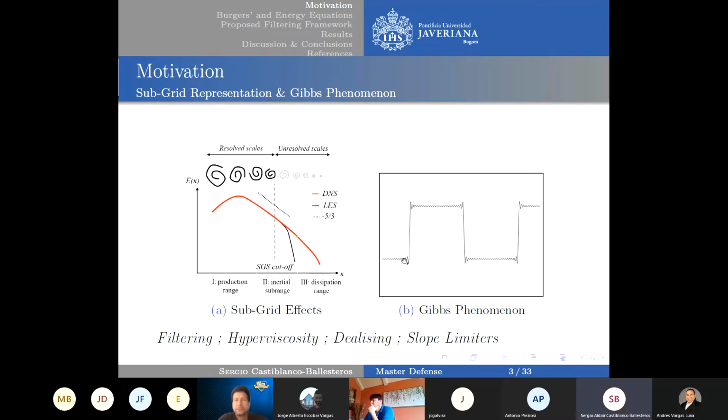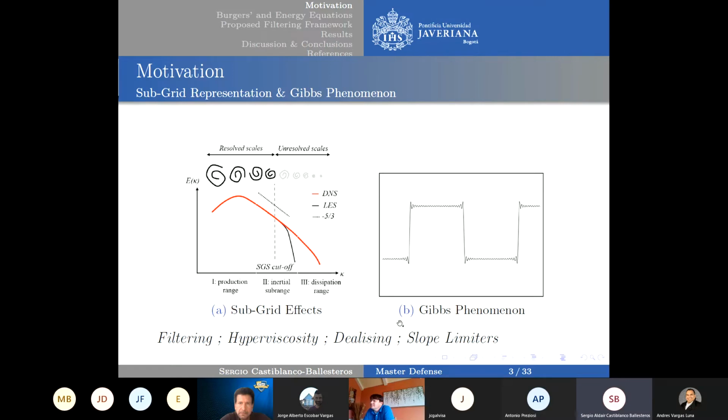Gibbs phenomenon arises. So the formula for disaster when solving this kind of problems with spectral element methods is discontinuities plus nonlinear terms equals aliasing, which produces numerical solution divergence. All these issues come with high order methods. So the solution is to use stabilization techniques such as filtering, hyperviscosity, dealiasing, slope limiters, and others.